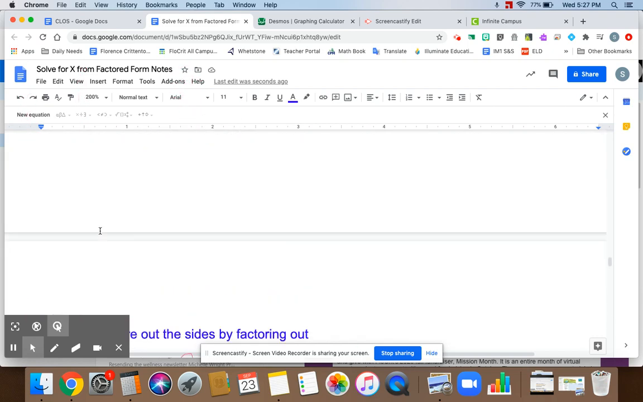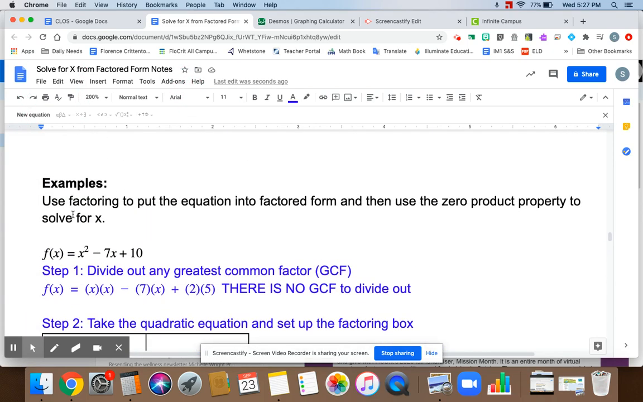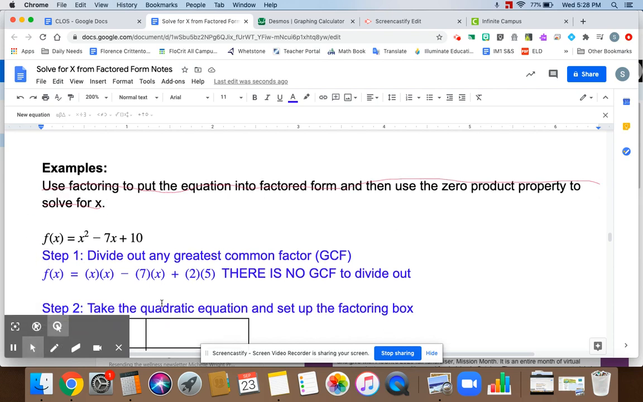And to just go check those instructions really fast. Use factoring to put the equation into factored form. We did that. And then use the zero product property to solve for x. We did that and got our answers. So we've done the whole question and we're all done.